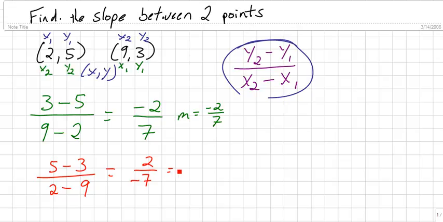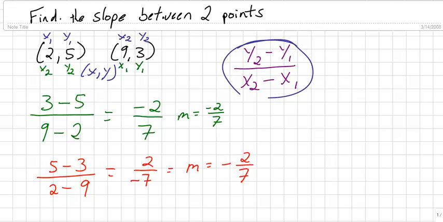Well, guess what? That is still the same as a negative 2/7. So it doesn't matter which one I choose. I'm still going to get the same slope. As long as whichever one I choose is my 2's have to stay together, and whichever one I choose my 1's have to stay together.